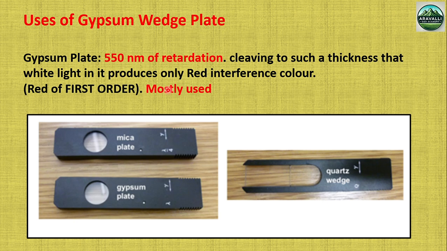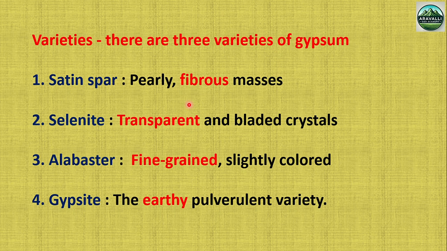Now see another use, the optical use of gypsum. In an upcoming video we are going to discuss the optical microscope. We will discuss that there are three accessory plates in the optical microscope: one is the mica plate, one is the gypsum plate, and one is the quartz plate, or quartz wedge. So this is the gypsum plate. The retardation of this gypsum plate is 550 nanometer, and this gypsum plate is mostly used in the optical microscope as an accessory plate.